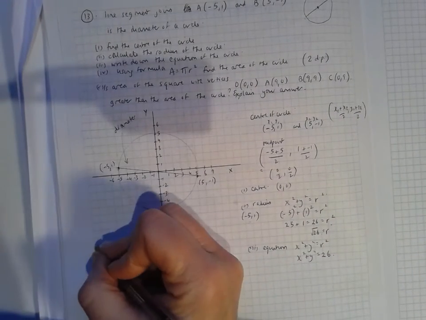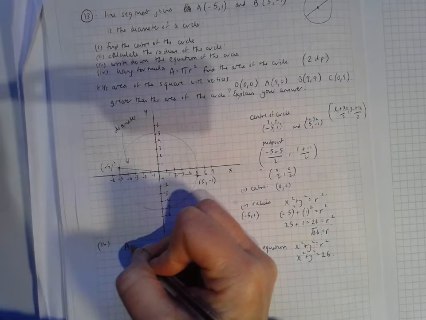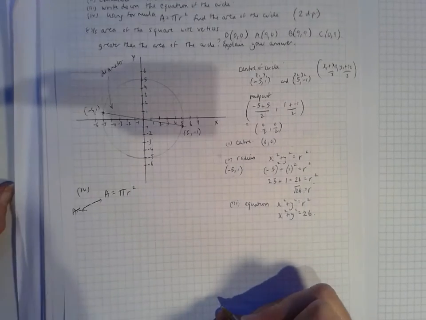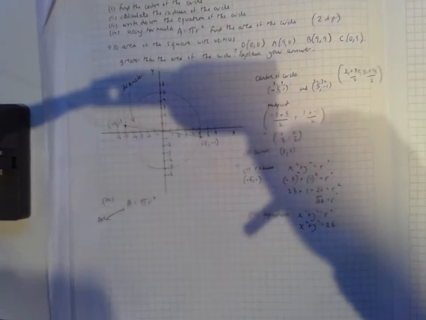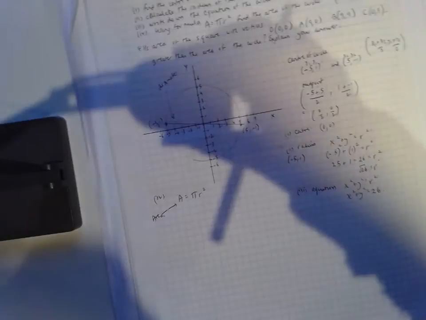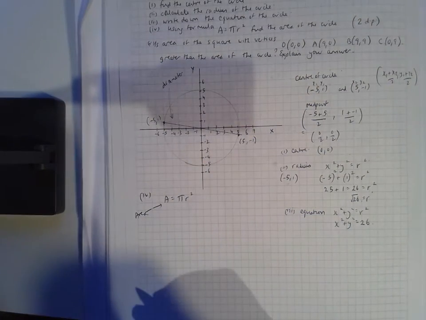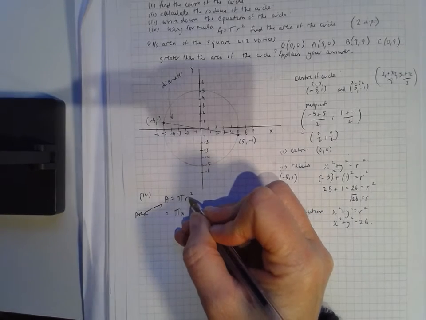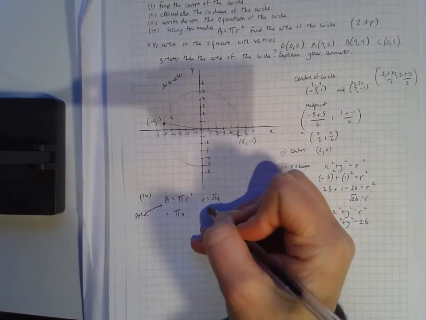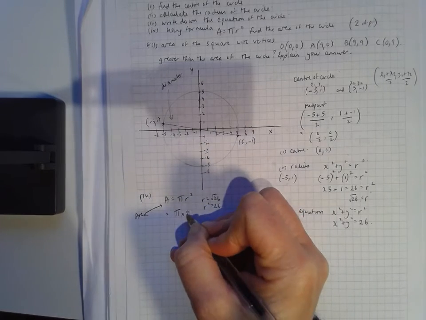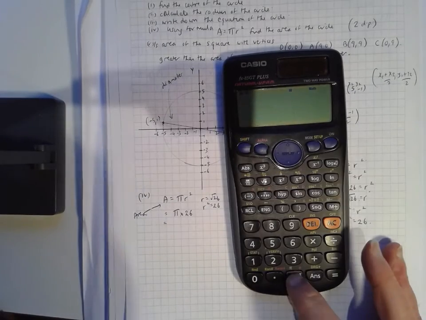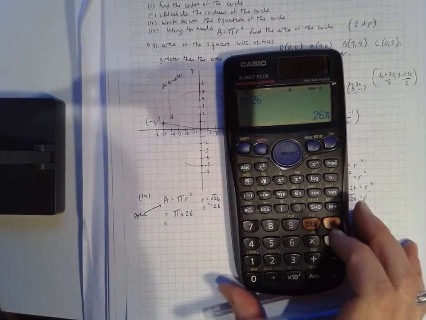Part 4. Using the formula A is equal to pi r squared. So this is area. This is from your area and volume tables and formula book. Okay, our formula page. A is equal to pi r squared. So we've got to work out what's the area of this circle. So it's equal to pi by the radius squared. So the radius is root 26. Radius squared we've seen is 26. So it's pi by 26. So pi by 26 is going to be, shift pi times 26 equals 26 pi.